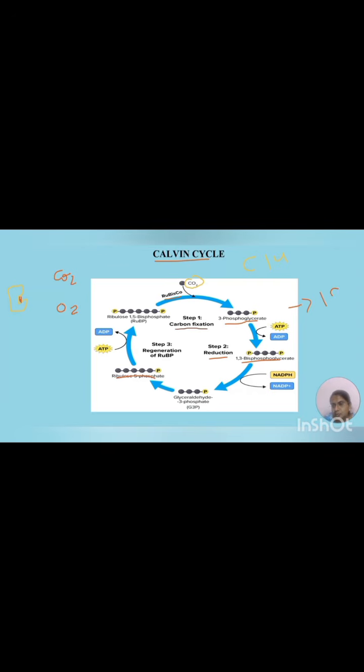Normally glucose is a 6-carbon molecule, but here in the Calvin cycle we got only 1 carbon. What about the remaining 5 carbons? Inside the plants the Calvin cycle runs 6 times, and each time it gives 1 carbon. So after running 6 times we finally get the glucose molecule. So this is the Calvin cycle or C3 cycle. Now we will see photorespiration.